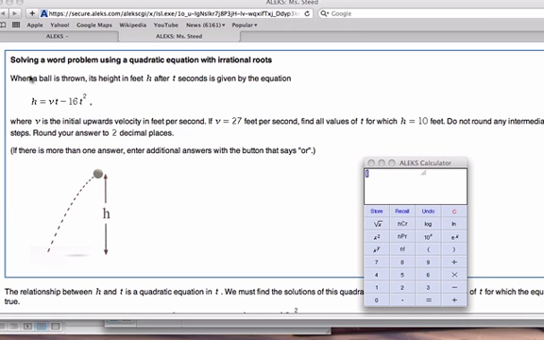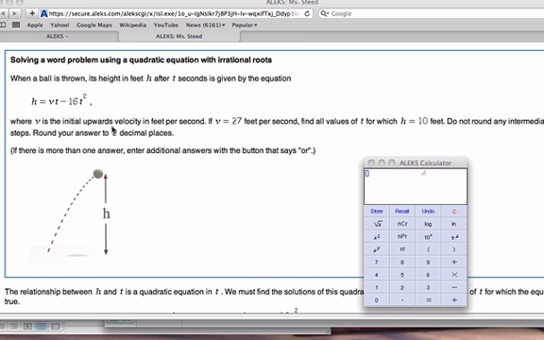In ALEKS, there's a topic titled Solving a Word Problem Using a Quadratic Equation with Irrational Roots. Now it looks a little more complicated than it really is. So just take a little time to read through this. It's telling you that when a ball is thrown, its height in feet, h, after t seconds is given by this equation.